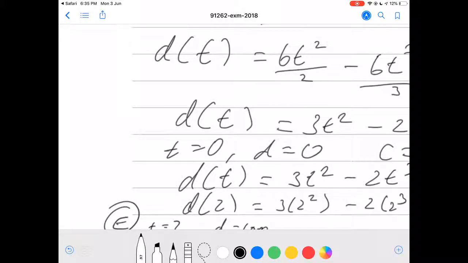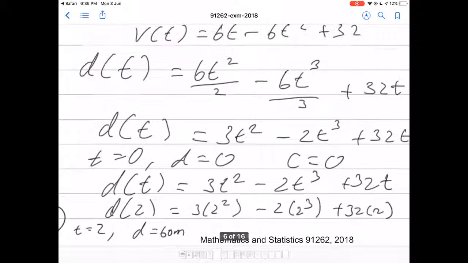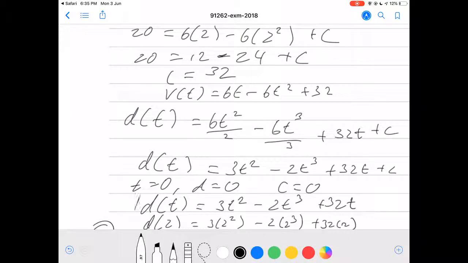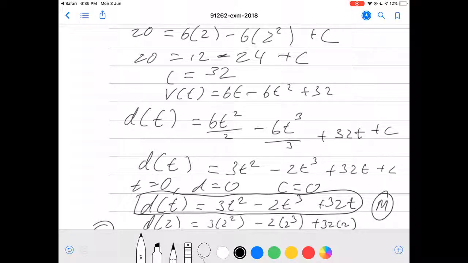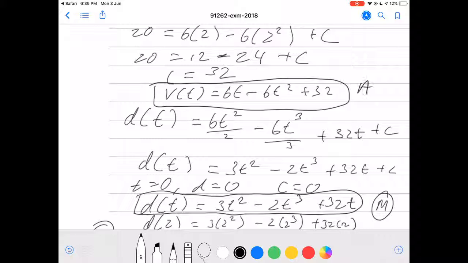To get a merit grade, okay, you're looking at the distance equation found, okay? So you're getting d of t correct, so 3t squared minus 2t cubed plus 32t, that'll get you a merit grade. In terms of getting an achieved grade, you're finding the velocity equation, okay? So if you find v of t equals 6t minus 6t squared plus 32, you'll get an achieved.